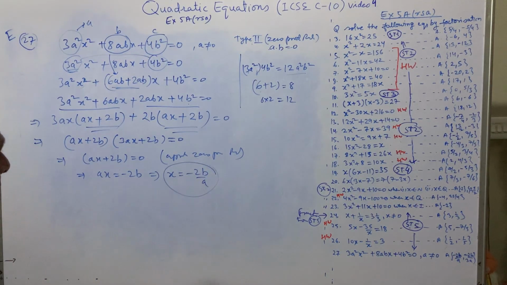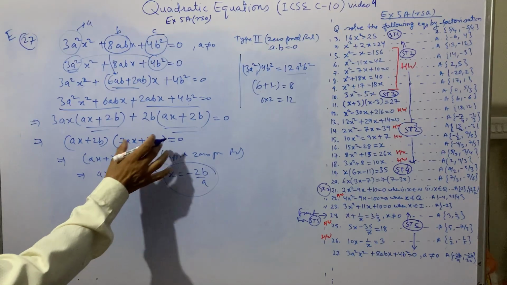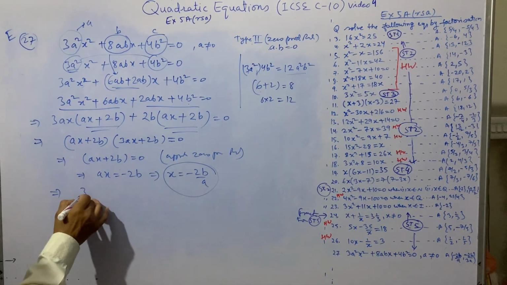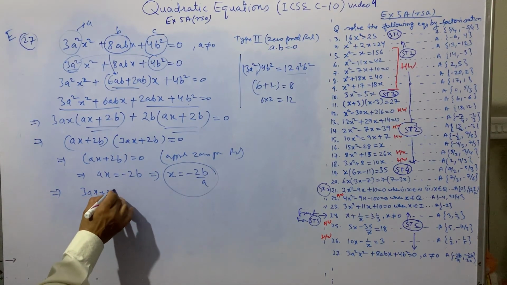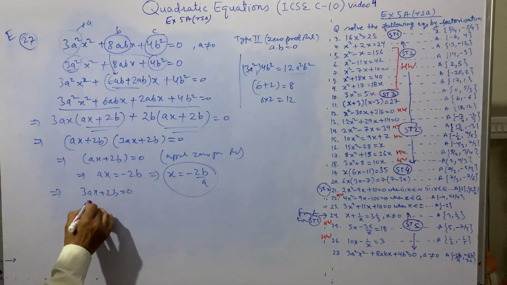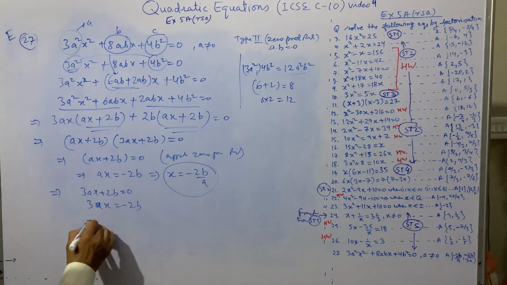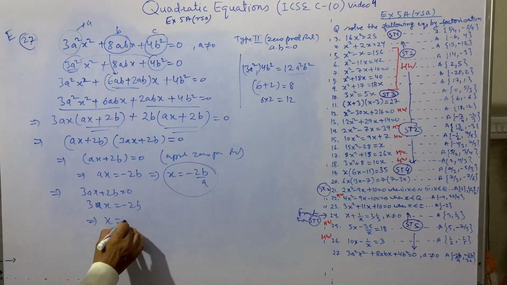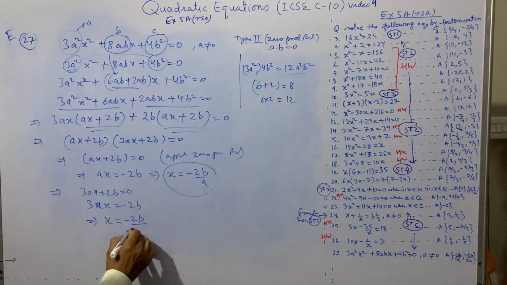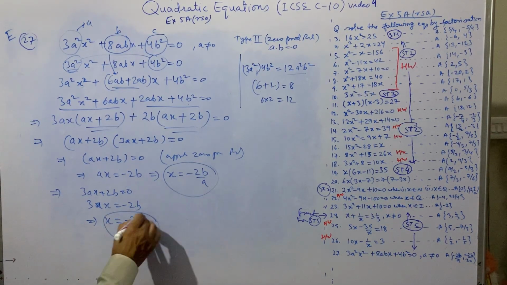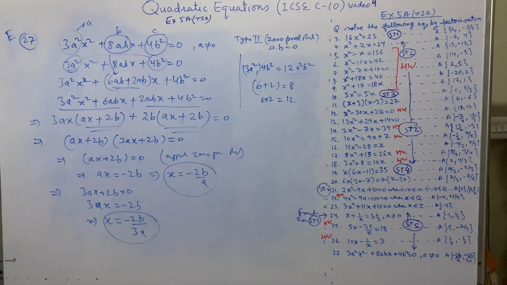So we have solved one, and for the other one, taking the other part equal to 0, we get 3x plus 2b is equal to 0. That means 3ax is equal to minus 2b, which means x would be equal to minus 2b upon 3a. We have solved the other solution also, the solutions of the above given quadratic equation.